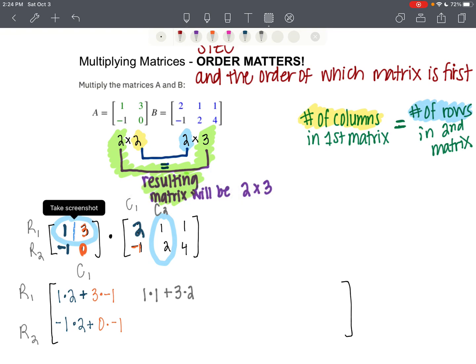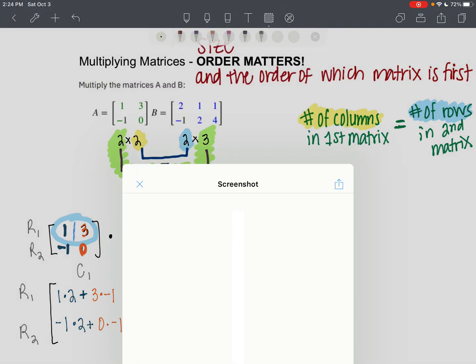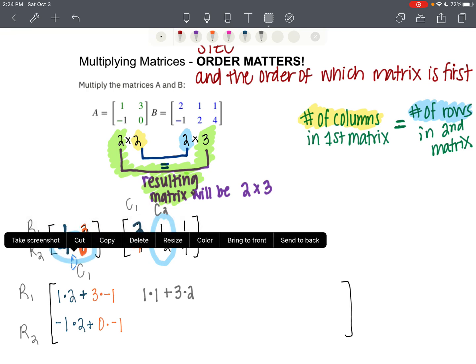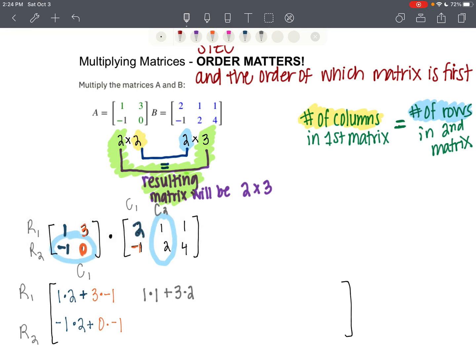Now I want to do row 2. Just want to move this. There we go. So what are we going to write? Negative 1 times 1 plus 0 times 2.